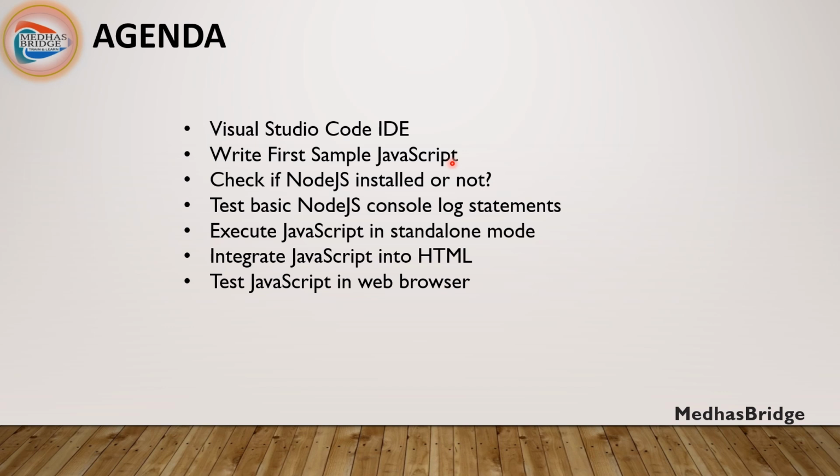Okay. So how do you test it? Test the basic Node.js console log messages to start with. Then execute the sample script that you created, which we can execute in standalone mode. Later, let's try to integrate the JavaScript as part of HTML, load the HTML page in the web browser, and then see whether the JavaScript gets executed or not. That's what we can call testing JavaScript in the web browser. So these are all the things that we're going to cover in this session.